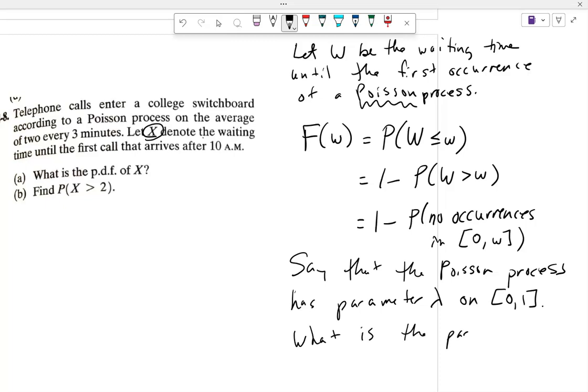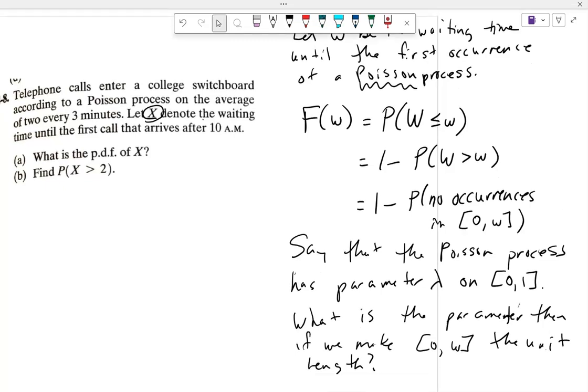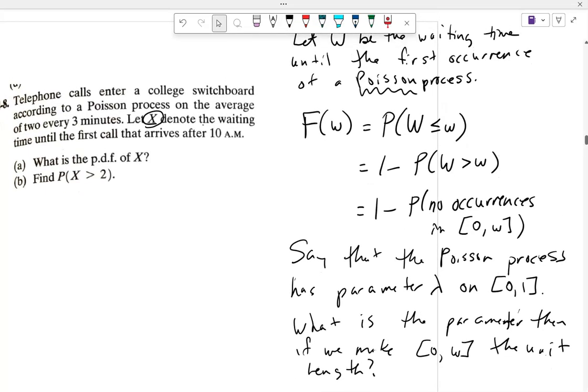What is the parameter then? If we make the interval from 0 to w the unit length, rather than 0 to 1, what's the new parameter? Lambda w. Yeah, exactly. We multiply, right? Remember, it's directly proportional to the length of the interval. We've talked about that before, correct?